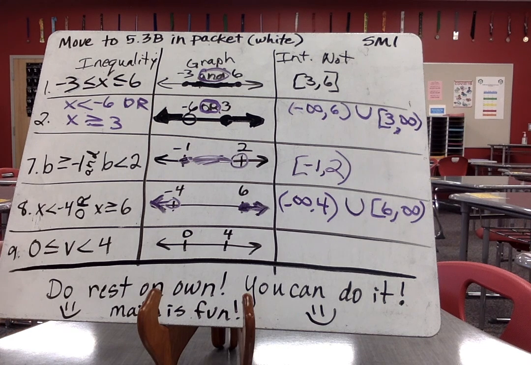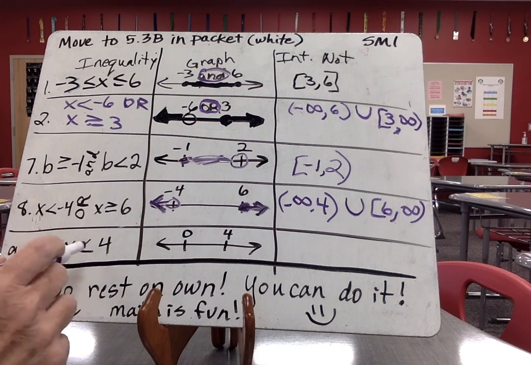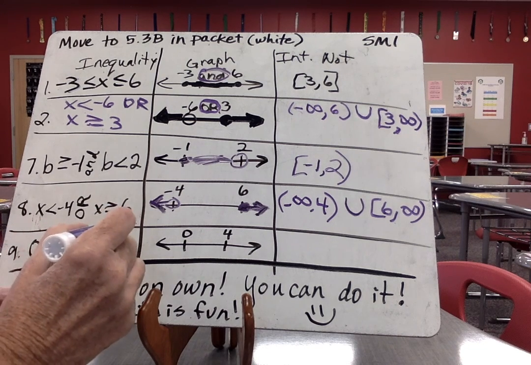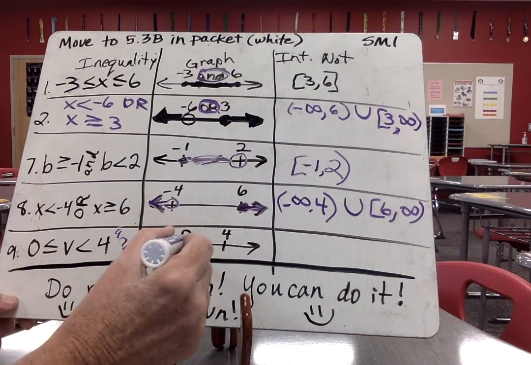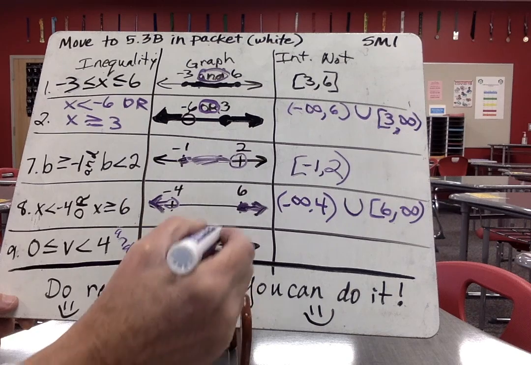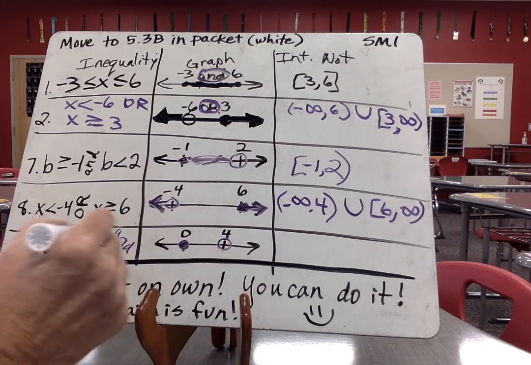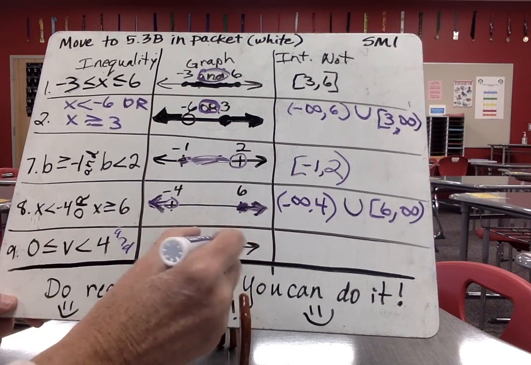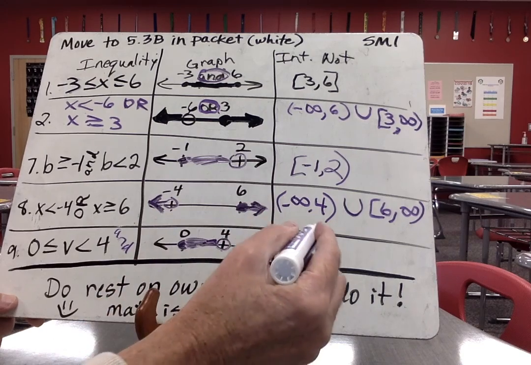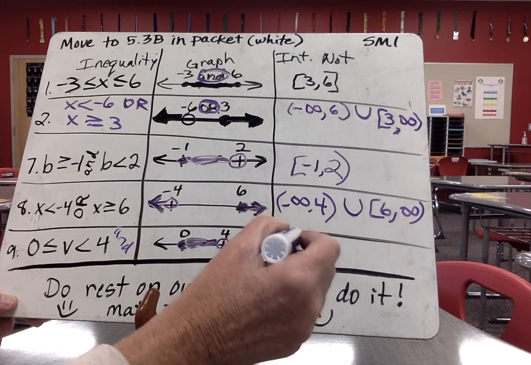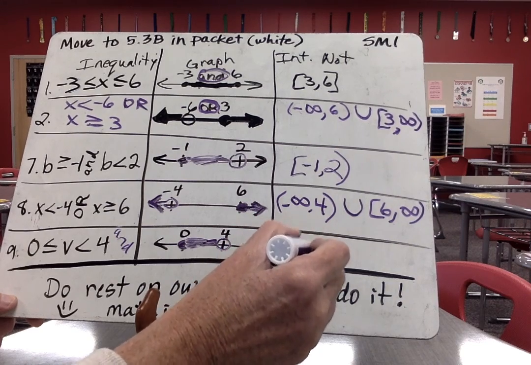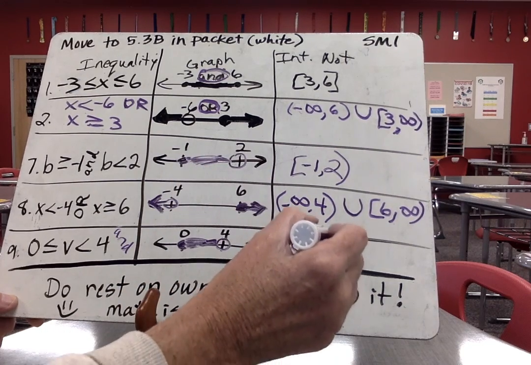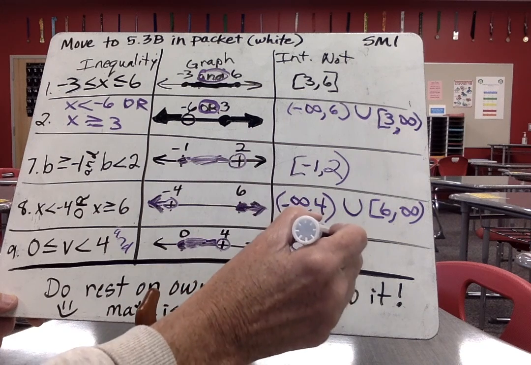All right, last one for me that I'm going to do for you, and the rest you can do on your own because you rock, people. So 0 is less than or equal to v is less than 4. That is an and because it's all in one statement. 0, closed dot there; 4, open dot there; shaded in between. Now for our interval, it's going to go from 0, and does it include 0? Yes, so it's a bracket. And it goes all the way to 4, and 4 is not included.